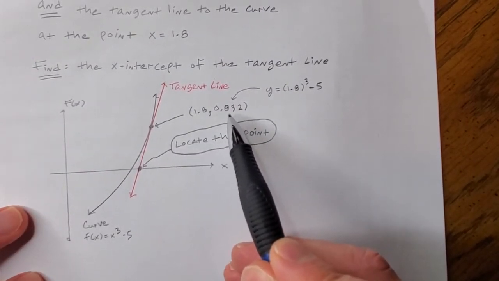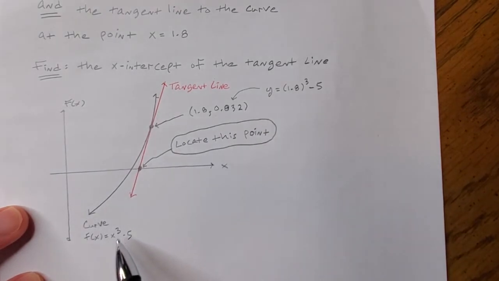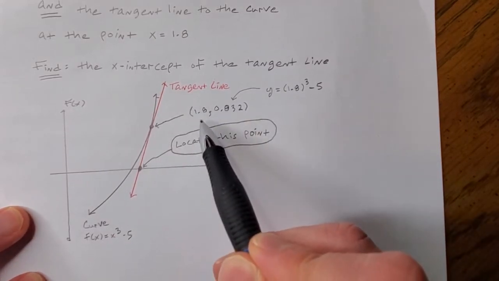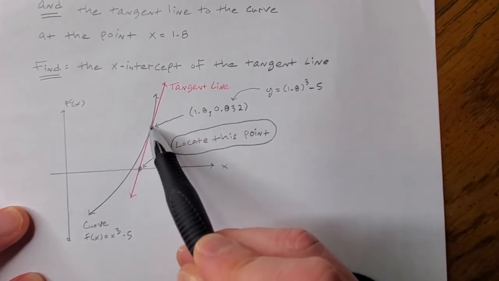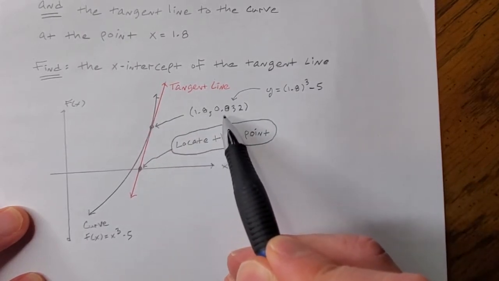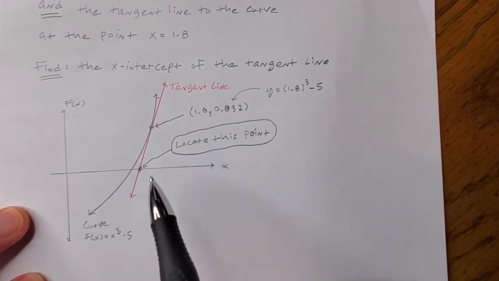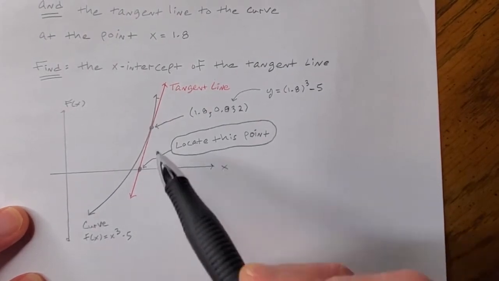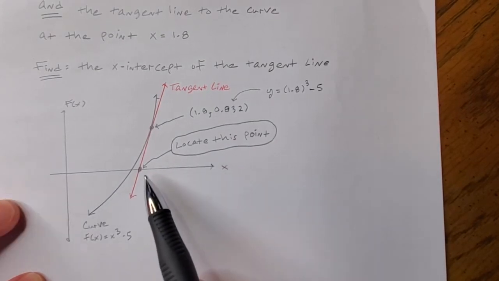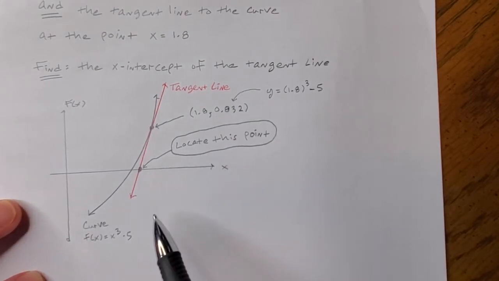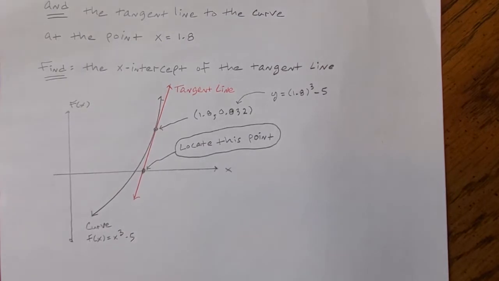Why do I say we know that? Well, the curve is x to the third power minus 5. Y is x to the third power minus 5. So if you know the x, you can find the y through that equation. So that's the coordinates of that point, 1.8 and 0.832, okay? And this is the point that I'm looking for. The tangent line is there in red. I'm looking for the x-intercept of it. All right, so just wrap your head around that situation.